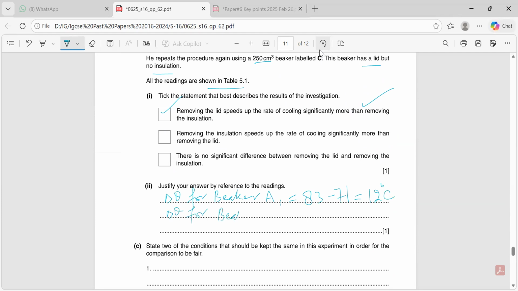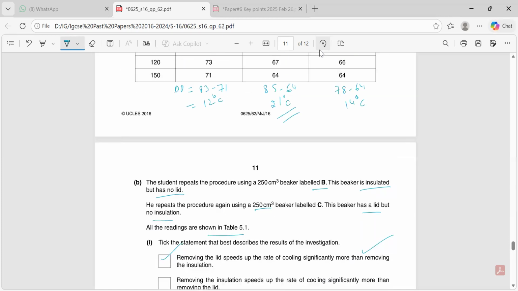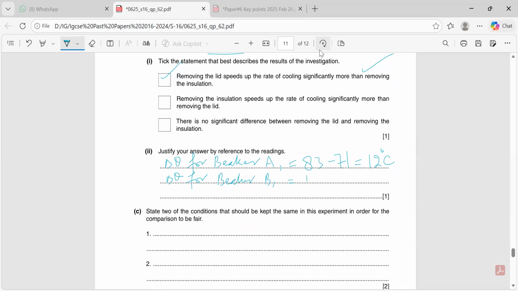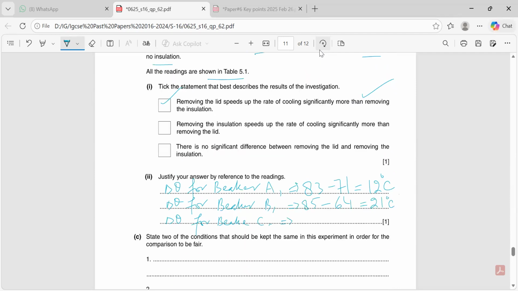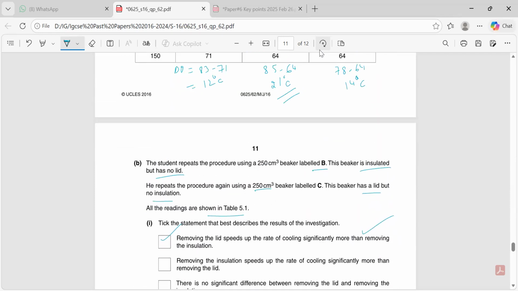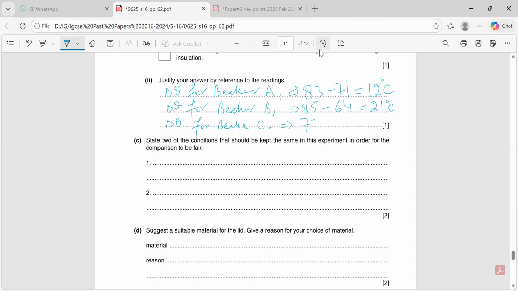Then delta theta for beaker B is equal to 85 minus 64. You have to give the results. 85 minus 64 is equal to 21 degrees Celsius. And similarly, delta theta for beaker C is equal to 78 minus 64. So here it is maximum.